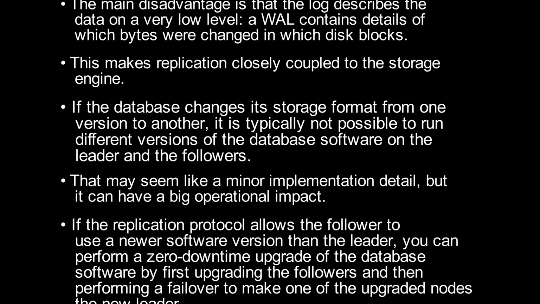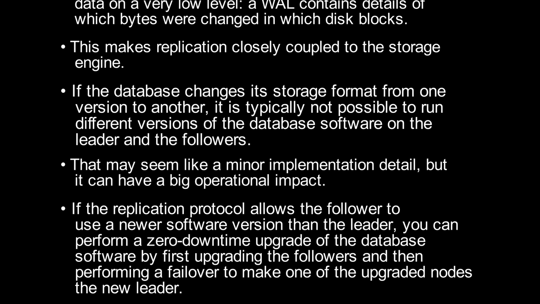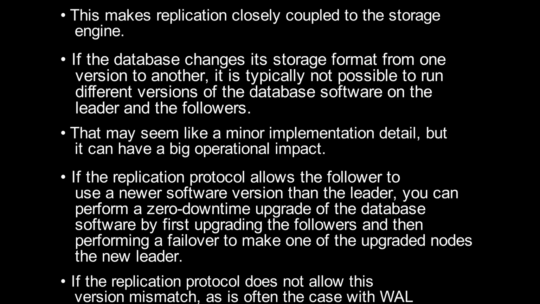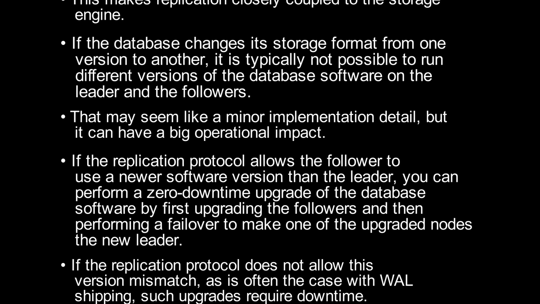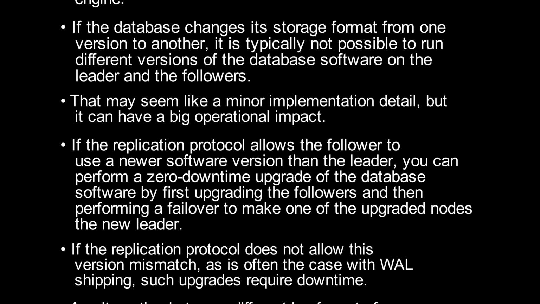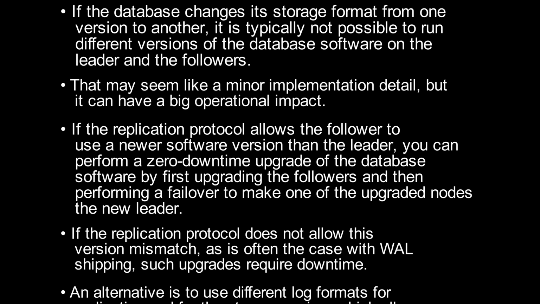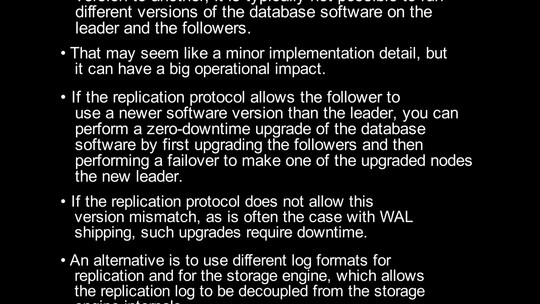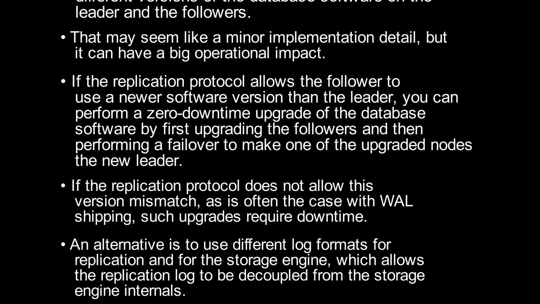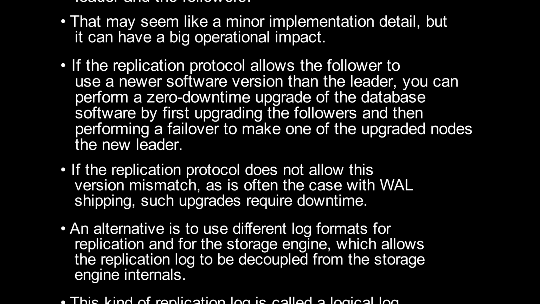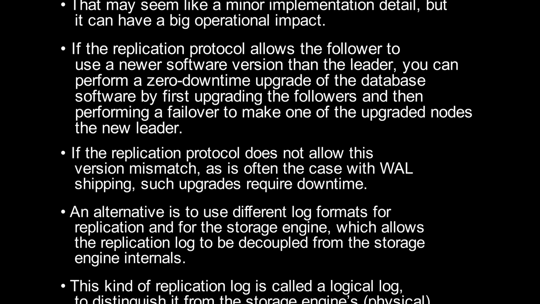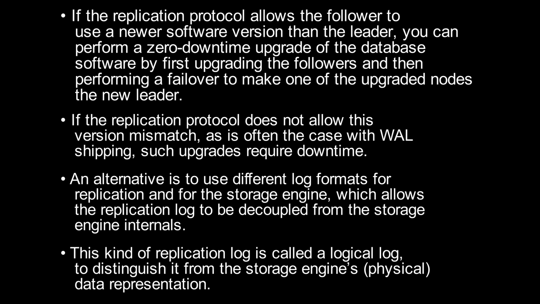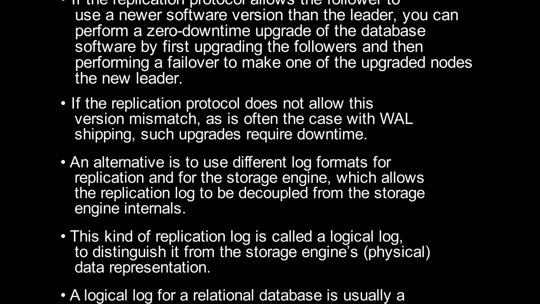If the replication protocol allows the follower to use a newer software version than the leader, you can perform a zero-downtime upgrade of the database software by first upgrading the followers and then performing a failover to make one of the upgraded nodes the new leader. If the replication protocol does not allow this version mismatch, as is often the case with WAL shipping, such upgrades require downtime. An alternative is to use different log formats for replication and for the storage engine, which allows the replication log to be decoupled from the storage engine internals.